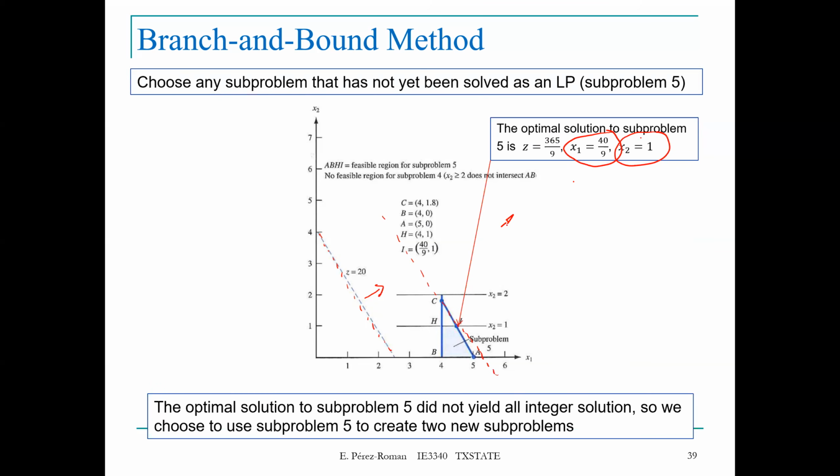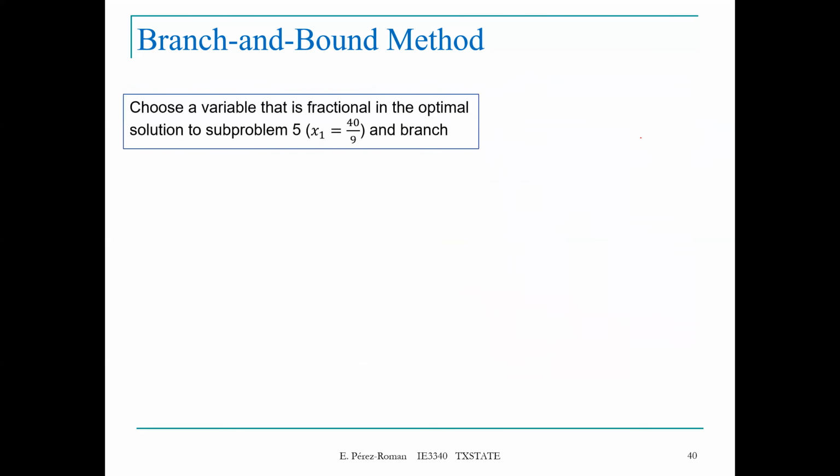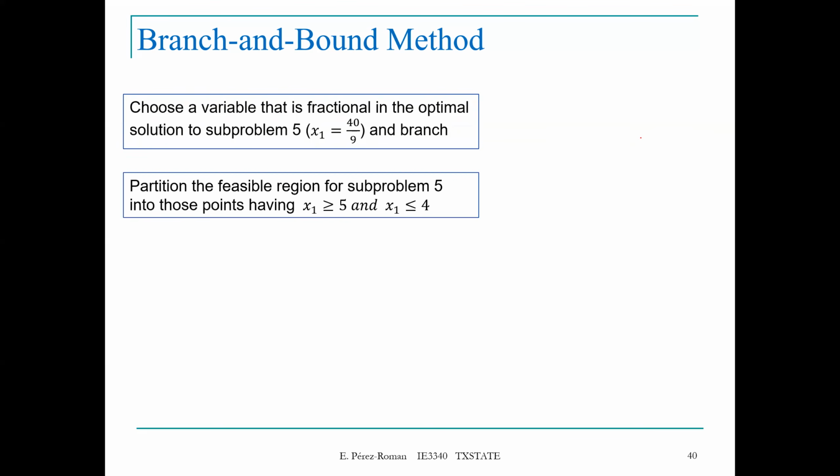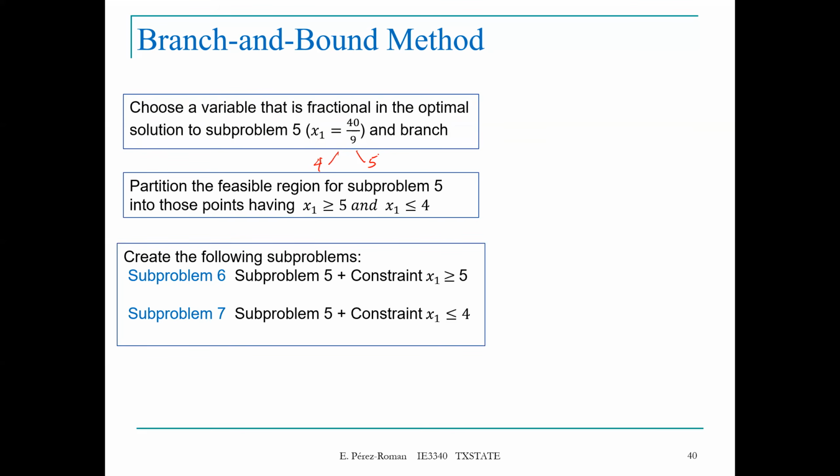The optimal solution to subproblem 5 did not yield an all-integer solution, so we use subproblem 5 to create 2 new subproblems. We choose a variable that is fractional in the optimal solution to subproblem 5, x1 equals 4.5, and branch. We partition the feasible region for subproblem 5 into those points having x1 closer to this value, so 4 and 5: x1 greater than or equal to 5 and x1 less than or equal to 4, which creates 2 new subproblems.